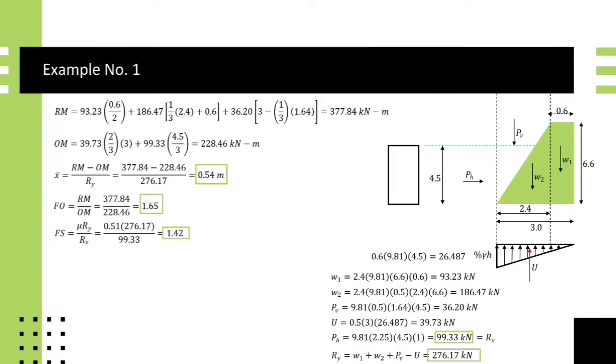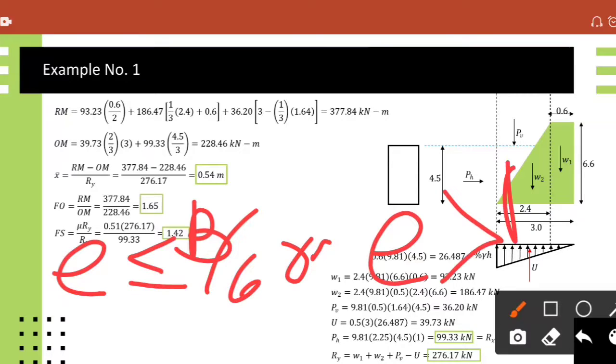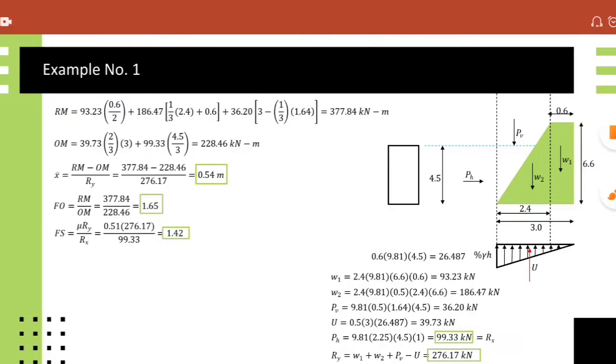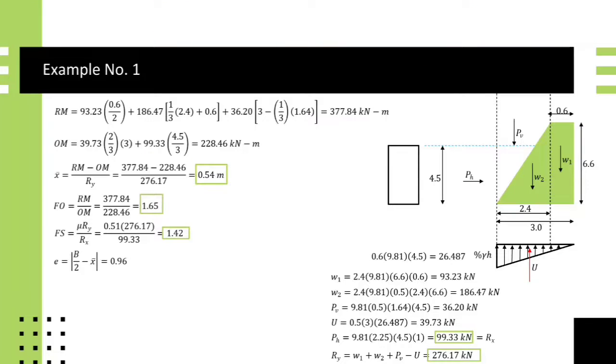Next! Isosolve natin after that is the intensity of the pressure at the toe. Ano ba yung intensity of the pressure at the toe? Yan yung hinahanap natin na Q. So, before you solve for Q, aalamin mo muna if E is less than or equal to B over 6 or E is greater than B over 6. So, solve mo muna yung E. Paano ba i-solve yung E? Meron na tayong formula dyan na B over 2 minus X bar. So, yan. Solve mo yan. Makakakuha ka ng sagot na 0.96.